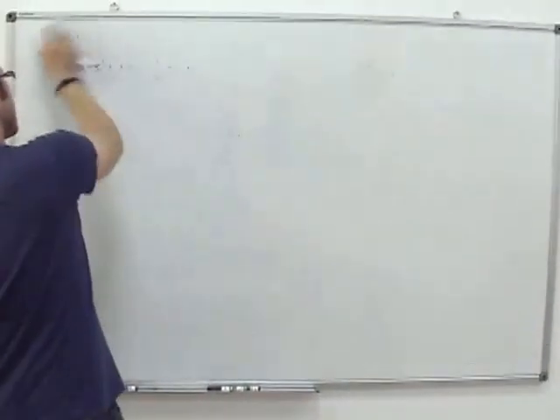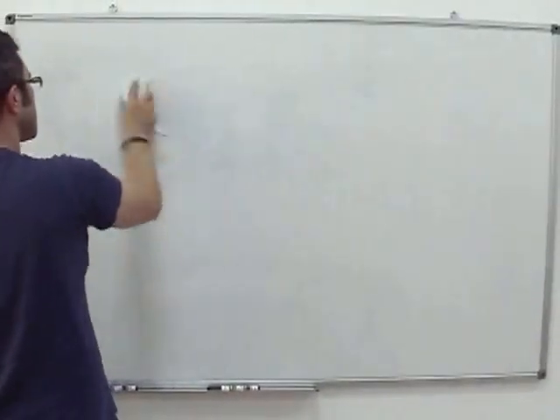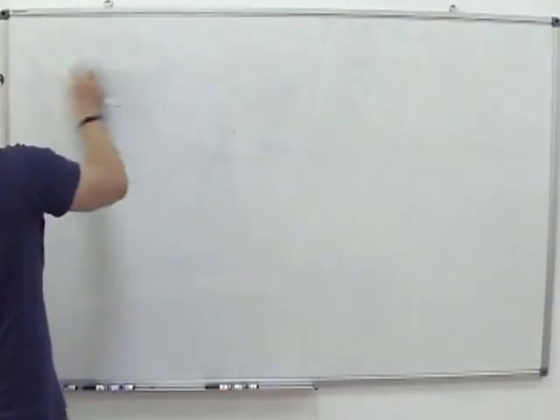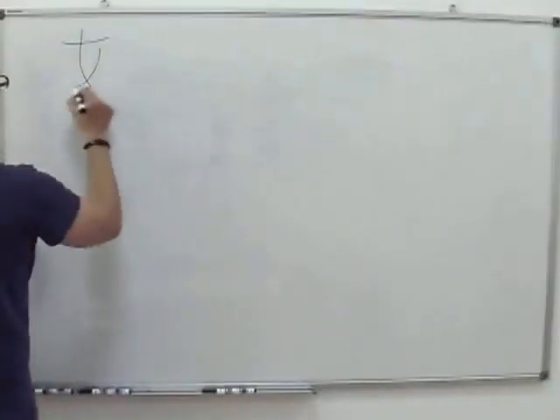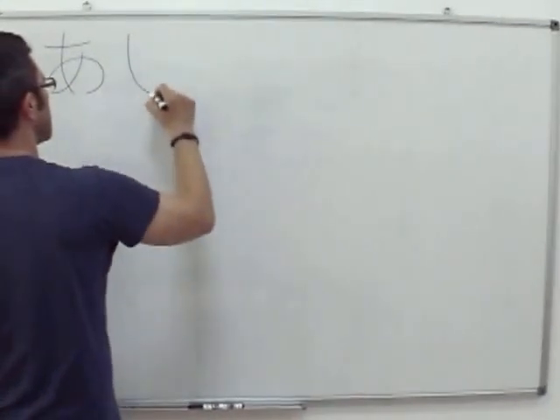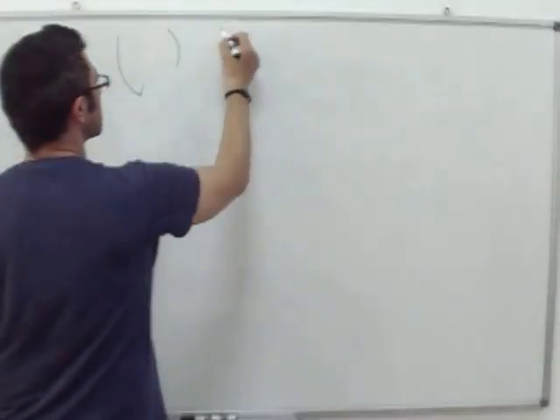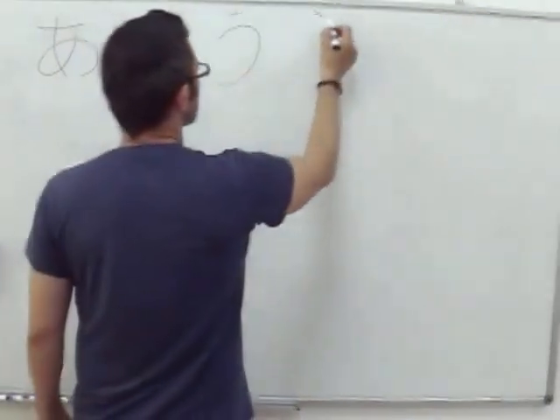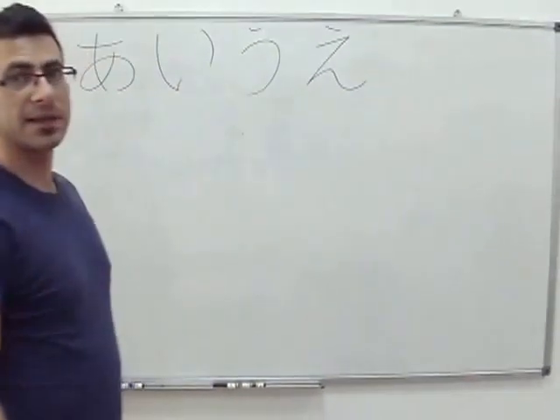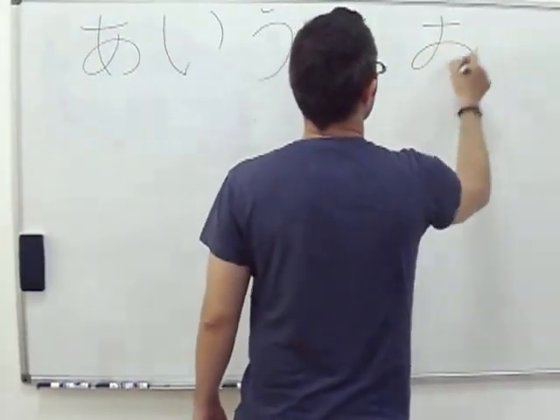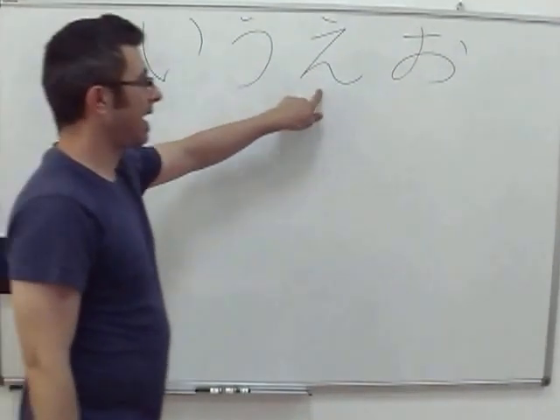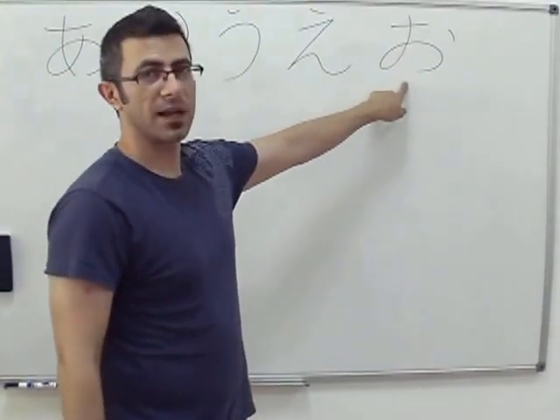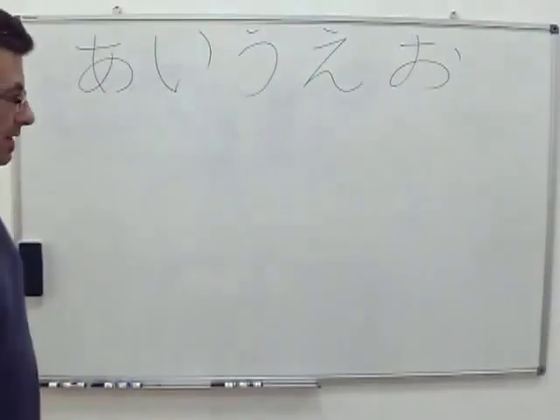And now I want to start with the hiragana alphabet. In Japanese we have 5 vowels: A, I, U, E, and O. Again, A, I, U, E, O. This is hiragana, and these are the 5 vowels in Japanese.